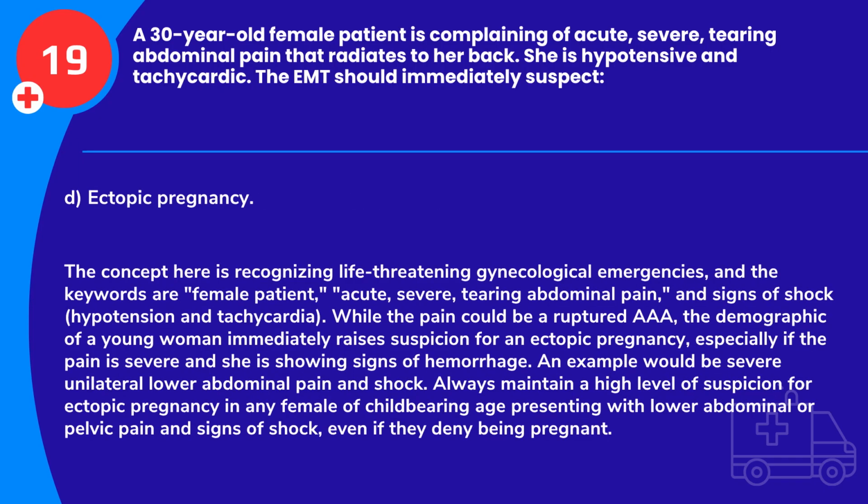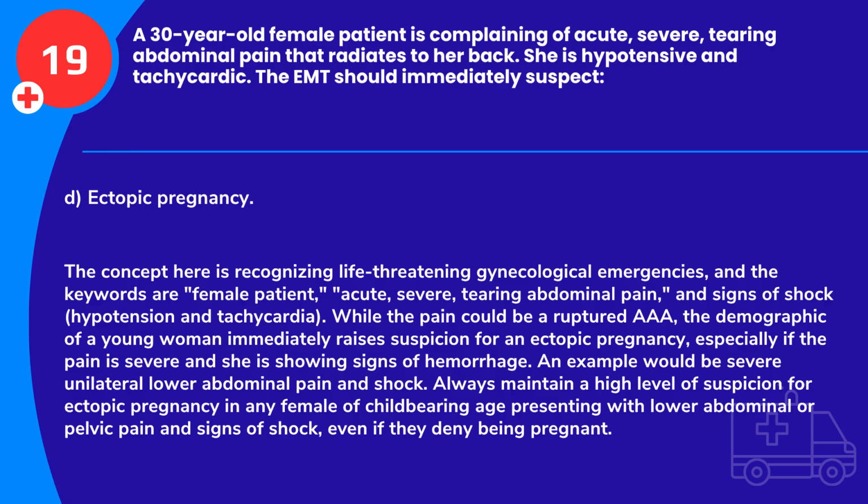Answer: D. Ectopic pregnancy. The concept here is recognizing life-threatening gynecological emergencies, and the keywords are female patient, acute, severe, tearing abdominal pain, and signs of shock, hypotension, and tachycardia. While the pain could be a ruptured AAA, the demographic of a young woman immediately raises suspicion for an ectopic pregnancy, especially if the pain is severe and she is showing signs of hemorrhage.